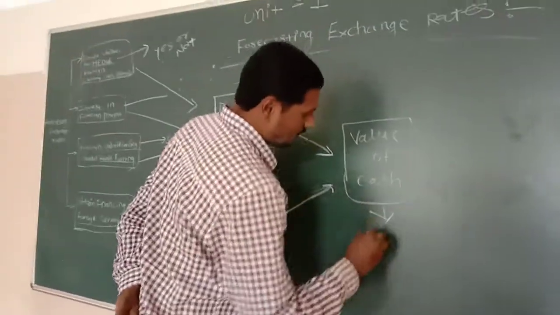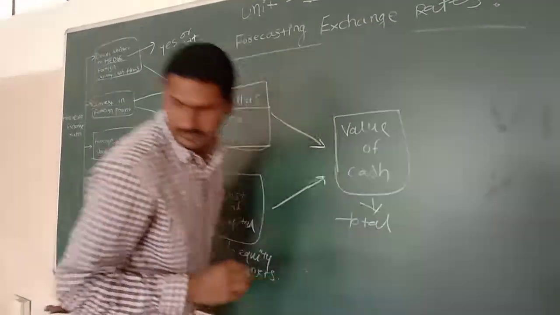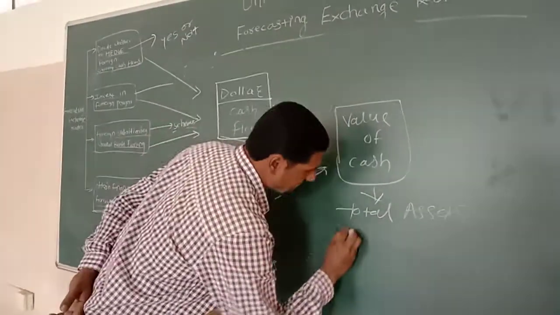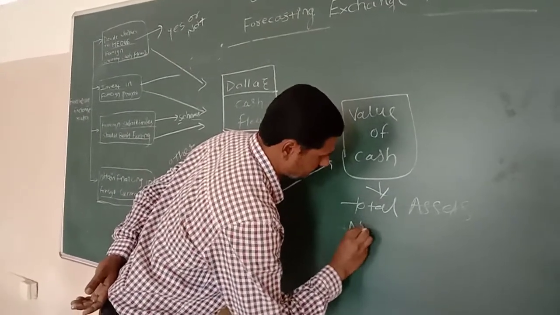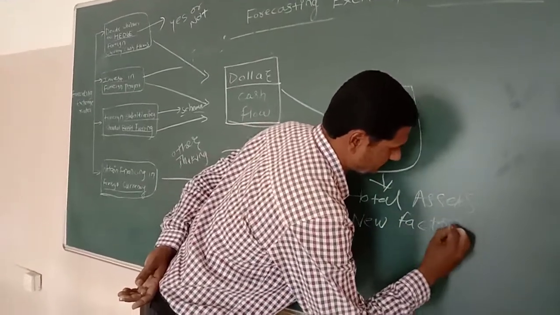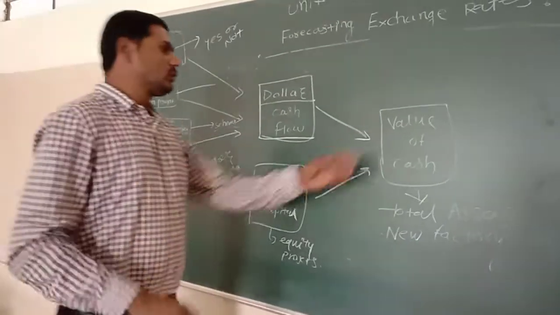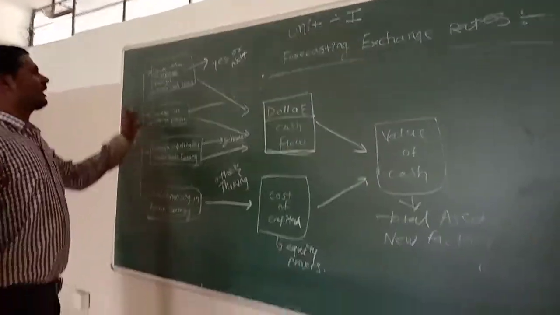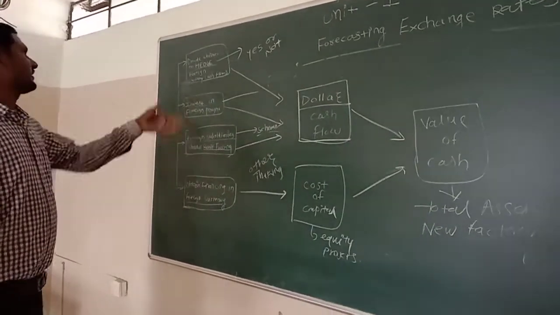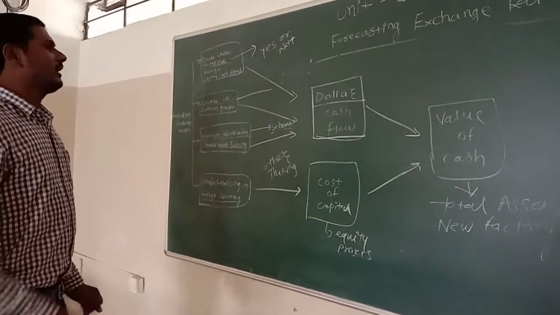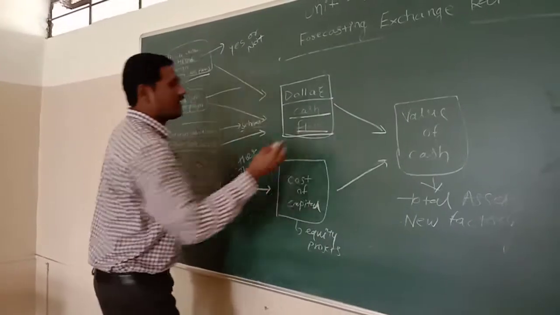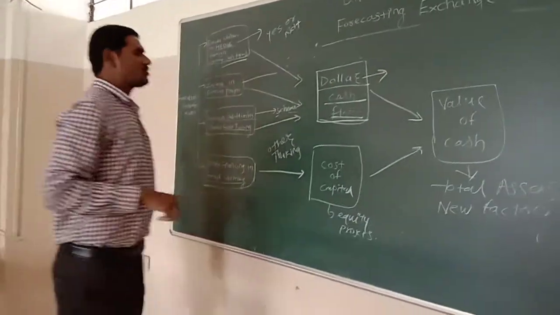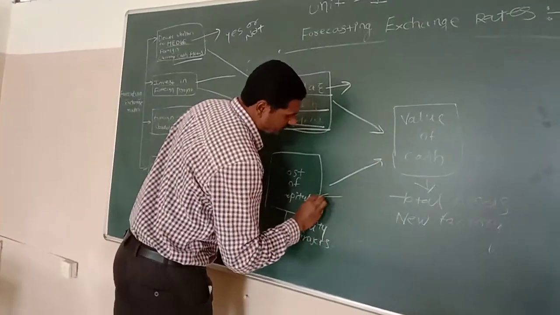Value of cash means total assets and new factories. They are included in the value of cash: new total assets, new factories. Then we can understand the total diagram between the inflow statements and outflow statements, with cash inflows exchanged between the two nations, and always our currency exchange is with the dollar. And in cost of capital, our Indian currency is not included. It's always dollar and rupees.